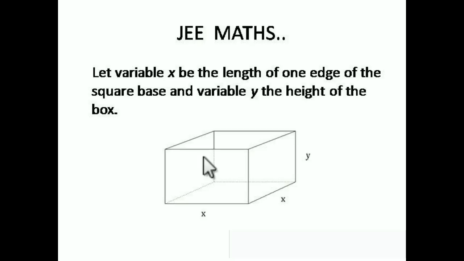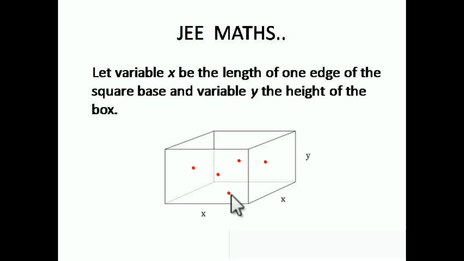Now it is said that the box is open from the upper part. So you can see here it has 5 faces. Which 5 faces? I marked them here using a pen. This is 1, this is 2, this is 3rd, this is 4th, and this bottom one is 5th. So these are the 5 faces.